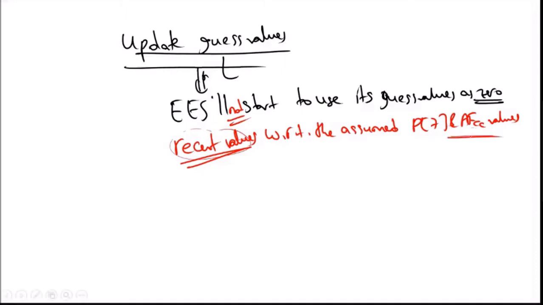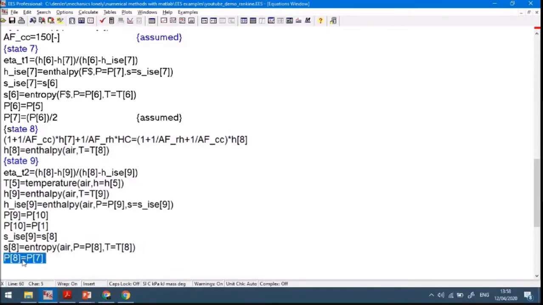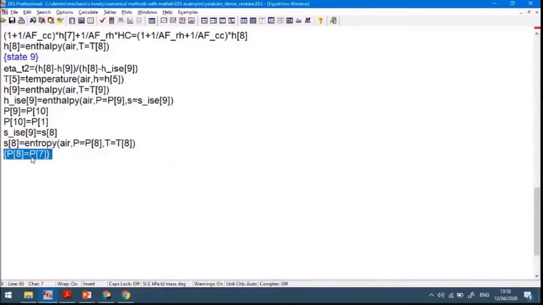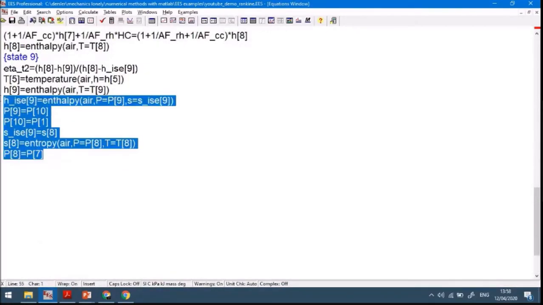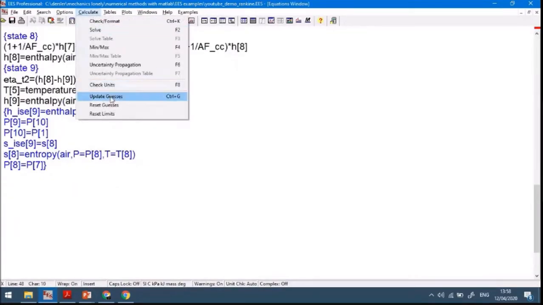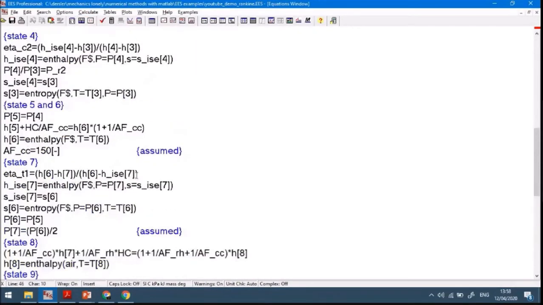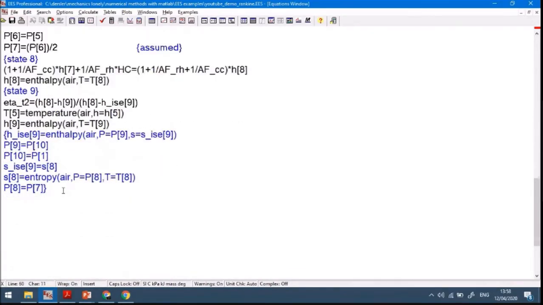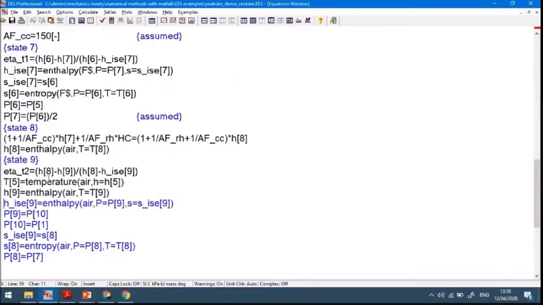Okay, this part is a very important part. We should do that. I cleared it. First I comment this one. I will comment all of this, because, say this part, I run it, no problem. I update the guess values, update guesses, or you can use Control G. If I update it, now EES will find the roots based on these current values. For any calculation, it will use these current values as its recent guess value. So what will I do now? Now I will clear this one and comment this one.